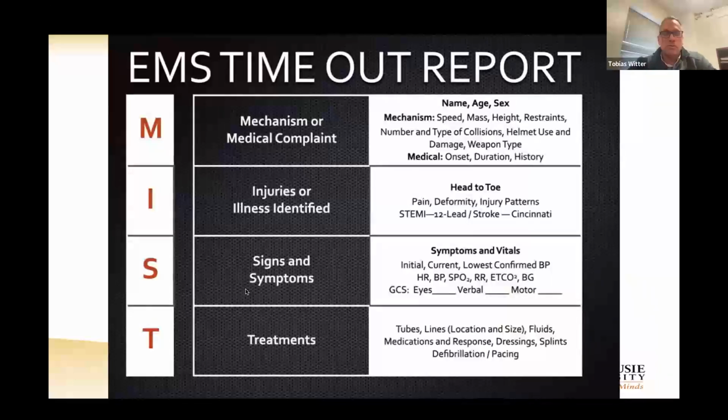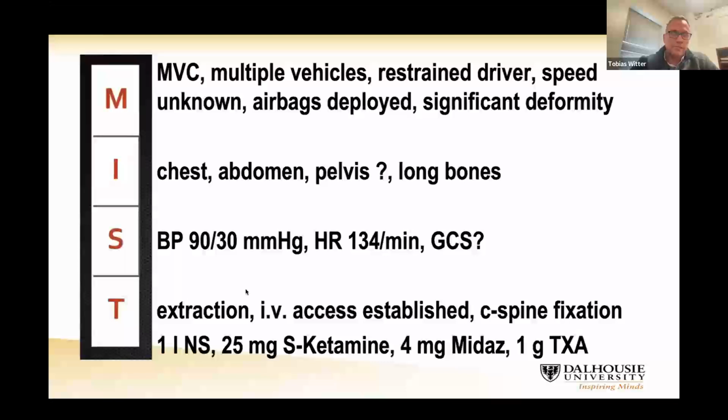One of the acronyms that is used for traumas is MIST. I'm going to use this here, though there might be others out there. MIST stands for Mechanism, Injury, Signs and Symptoms, and Treatments. The mechanism in this case was a motor vehicle collision with multiple vehicles. The driver was restrained, speed is unknown, the airbags were deployed, significant deformity to the car. So that's a significant mechanism of injury that can cause severe damage to our body.